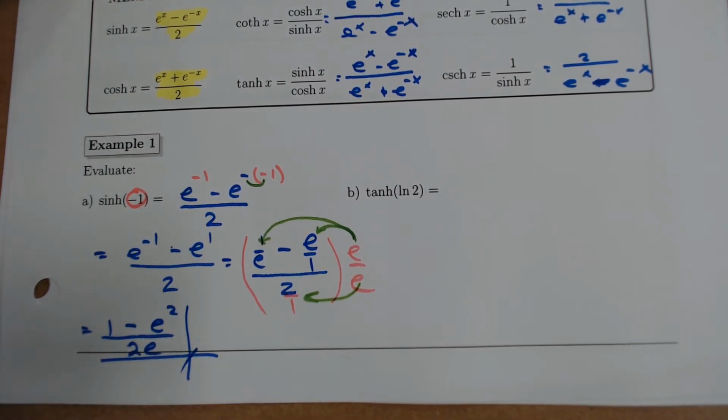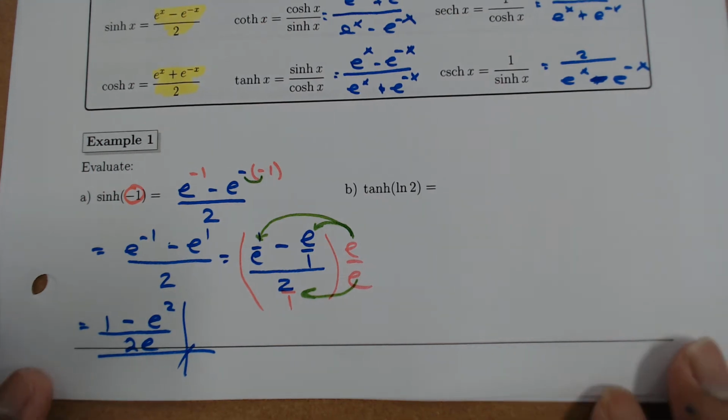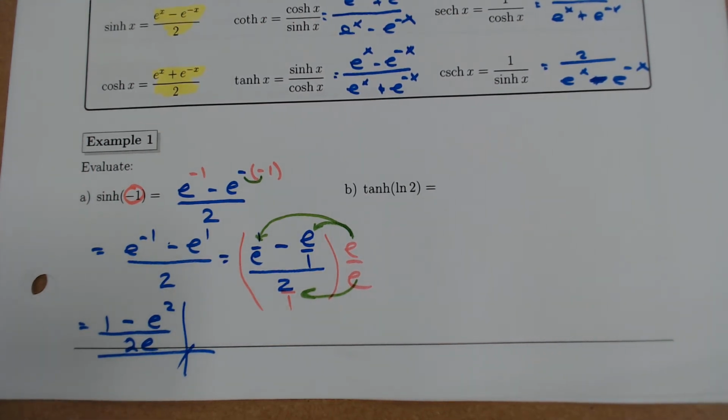Typically, we leave this in exact form, unless you're asked to give the result in maybe 3 or 4 decimal places, which is the typical number of decimal places for exponentials and logarithms. Questions about this one? All right, let's look at the next one, tanh of ln 2.